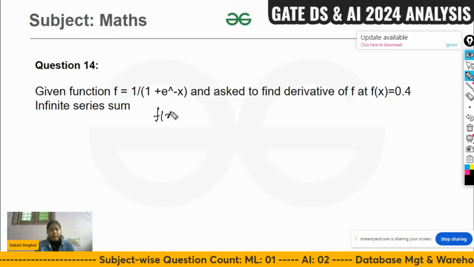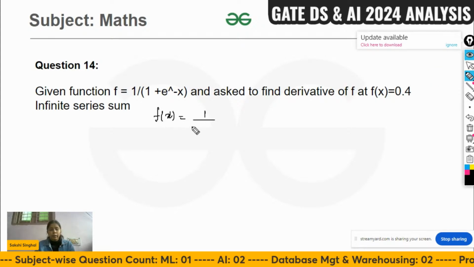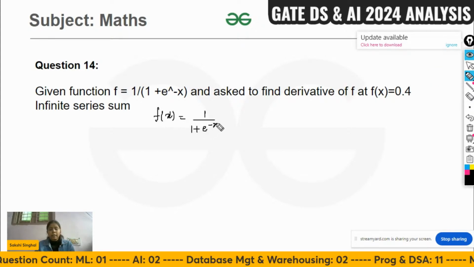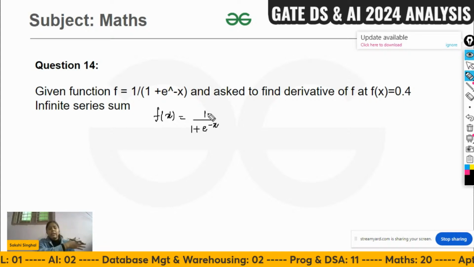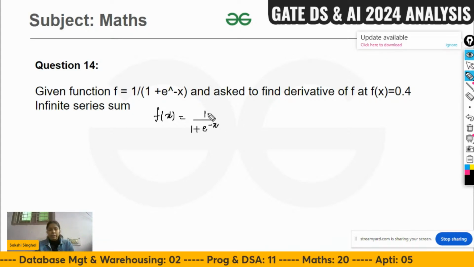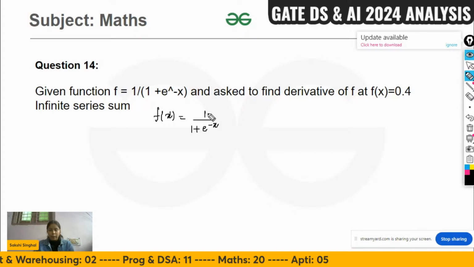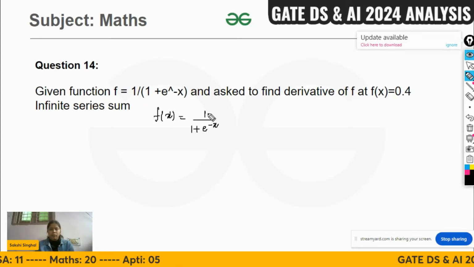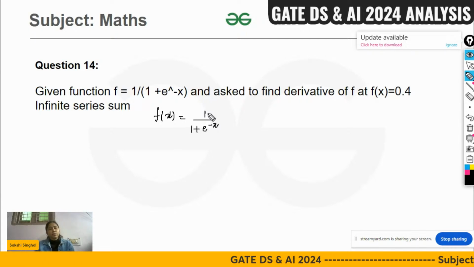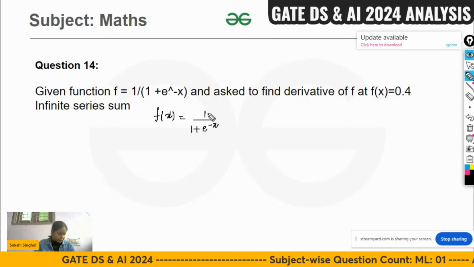In this, I have given this function 1 upon 1 plus e to the power minus x. Guys, I know some of the students are telling that previously our team has solved something like 1 upon 1 minus x. But yeah, you guys are giving us the question, so the question you are giving us, we are solving here.